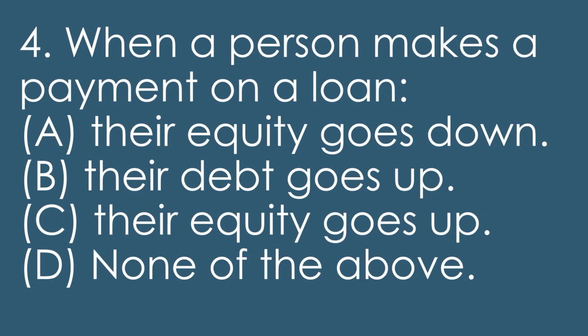So the question is asking, if a person is making a payment on a loan, what is happening to the debt or the equity? That's what they're basically asking here. On a normal loan, it is going to be a fully amortized loan. And on a fully amortized loan, when you're making a payment, remember, you're paying interest and principal. So when you make that payment, you're going to be paying at least some principal.